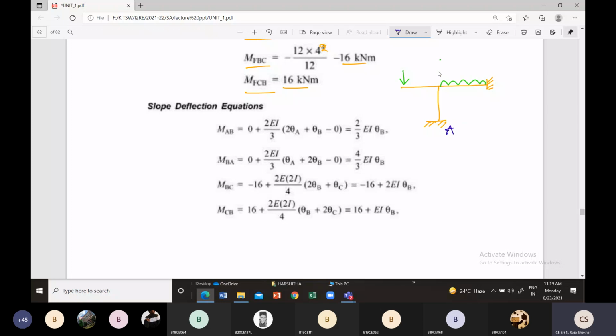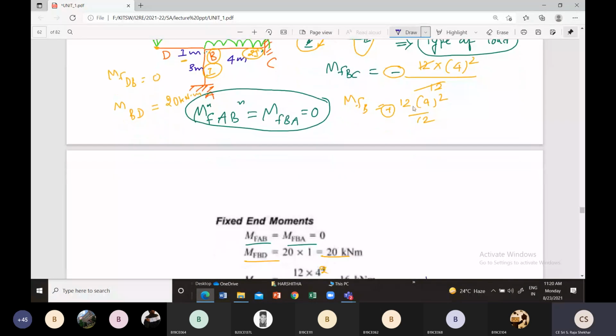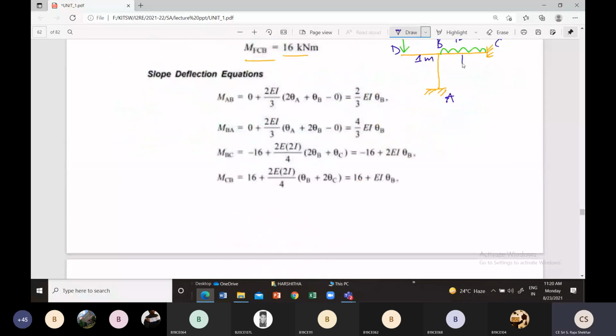This is A and this is B and this is C and this will be D. Okay, so this is a 20 kilonewton load acting, and here it is 12 kilonewton per meter. Okay, this is 1 meter and this will be 4 meters and this is 3 meters.